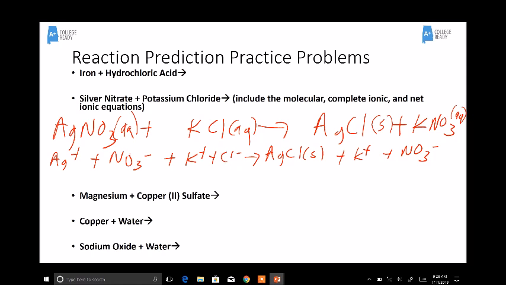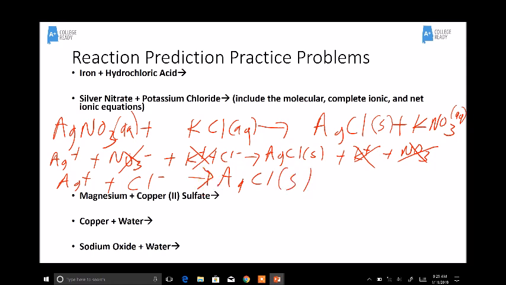The ions that are floating in solution as reactants and still floating in solution as products, and those are potassium and nitrate. So our net ionic equation is the silver ion plus the chloride ion to yield AgCl, which is a precipitate. And that is an arrow. All right, hope that helps.